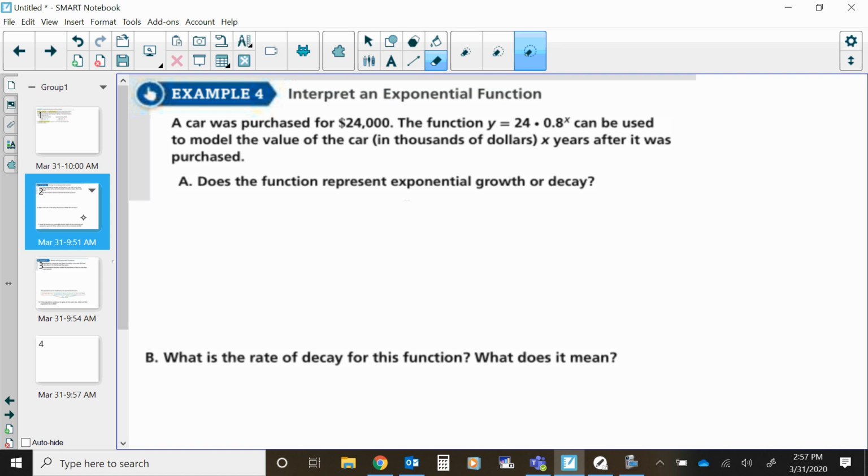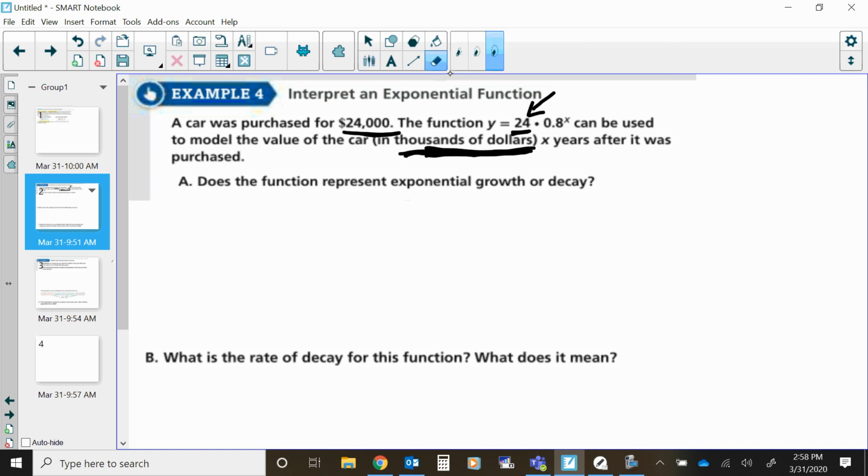So a car was purchased for $24,000. A function y equals 24 times 0.8 to the x can be used as a model of the value of the car in thousands. So this 24 is the original amount, the initial. That's huge, so they cut this $24,000 to just a 24, because we're talking about thousands of dollars, x years after it was purchased. Does this function represent a growth or decay?